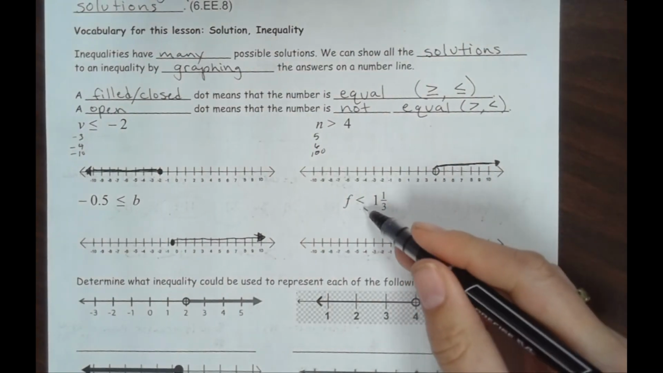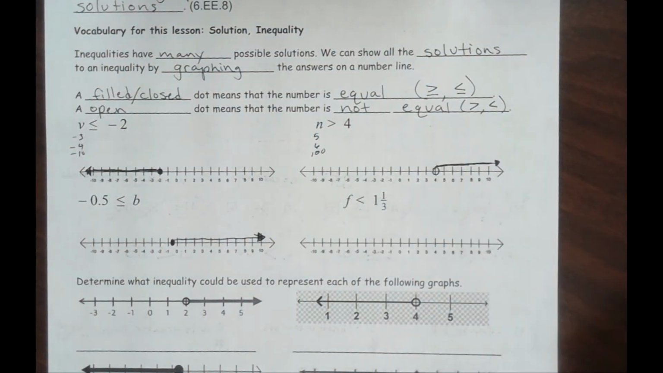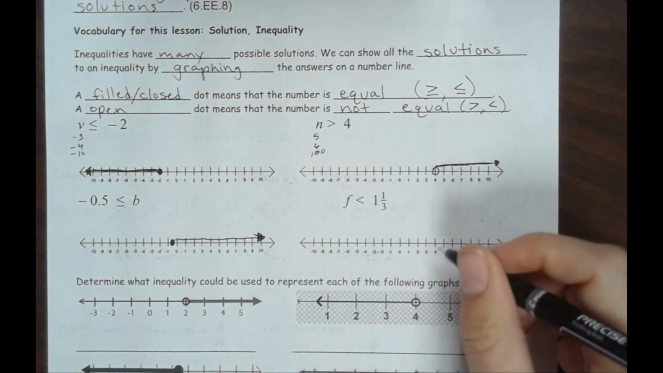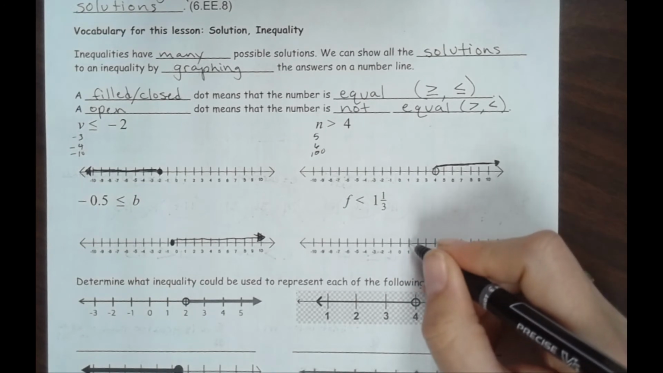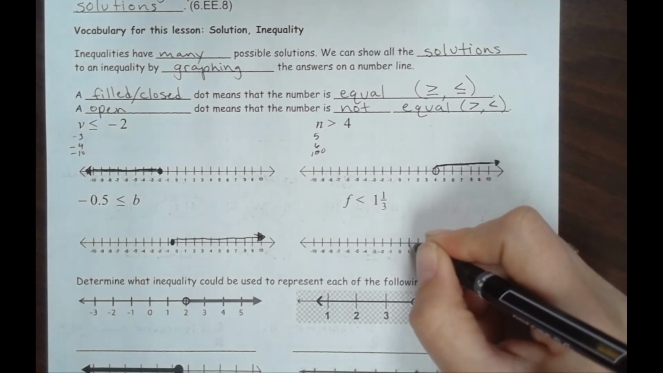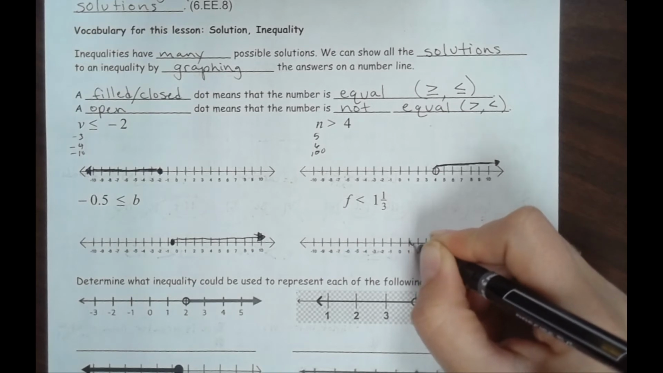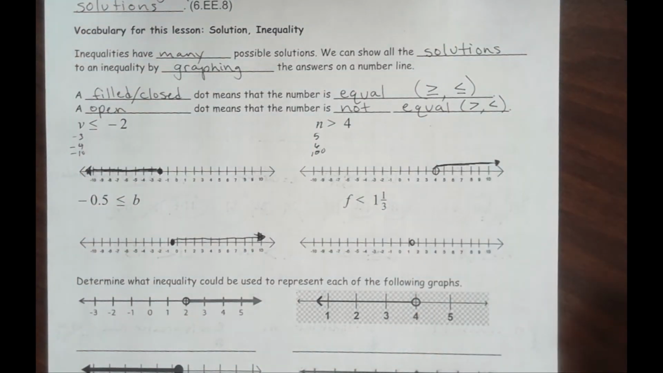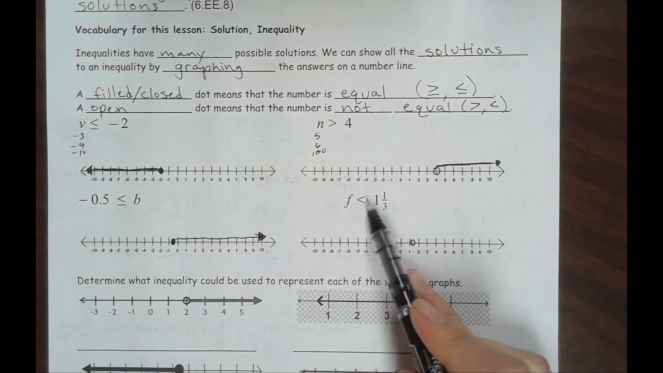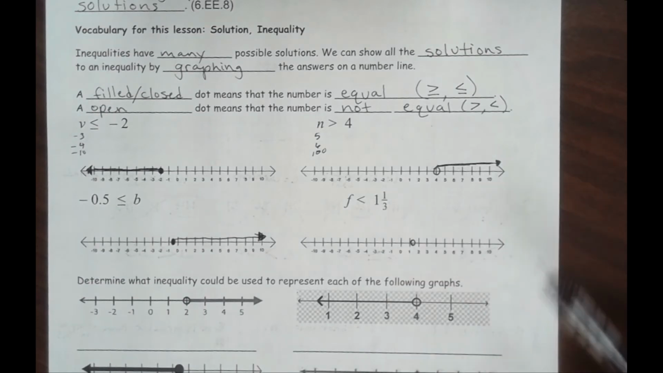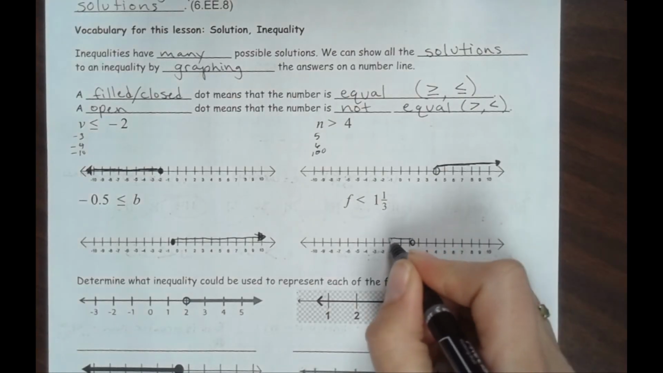Okay, open dot or closed dot? Open, because it can't be equal. We're going to find where 1 and 1/3 would be on the number line. Okay, we're going to have to do close guessing here. So 1 is here, 1/3 is just a little bit more, so we're going to put an open dot right there. Now you have to decide which side of the number line am I going to draw my arrow, to the left or to the right? Okay, F is less than, so it's got to be smaller than 1 and 1/3. Which direction is going smaller than 1 and 1/3? To the left. Anything to the left of the number line is less.